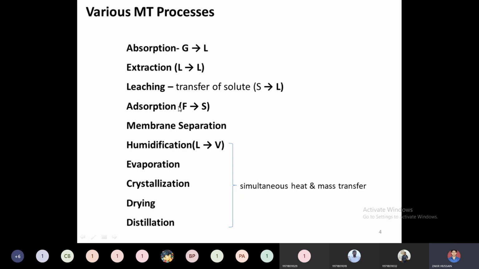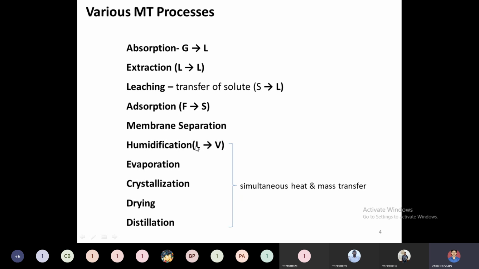Then humidification. What is humidification? Humidification is the transfer of water vapors to the surrounding gas. Water may be in the liquid phase, and that water needs to be transferred into the surrounding gas phase. So this is a liquid to vapor operation. Then evaporation is the removal of a relatively large amount of water from solid or liquid particles in order to concentrate them.